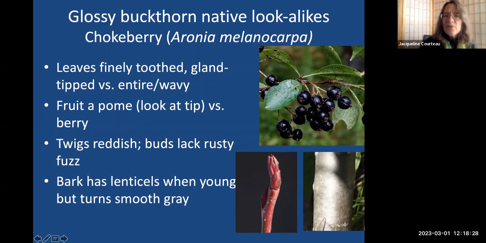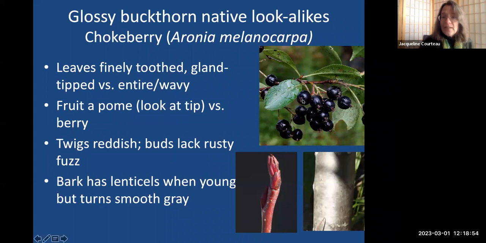So if you have your 5 to 10 magnification hand lens, this will look really cool. Both those gland tip teeth, you can almost see them in the picture, and then the scattering of rusty glands along the rib. The fruit is actually a pome, not a berry. This is a member of the rose family, which is the same family as the apple family.